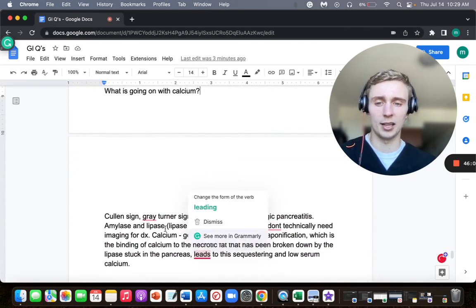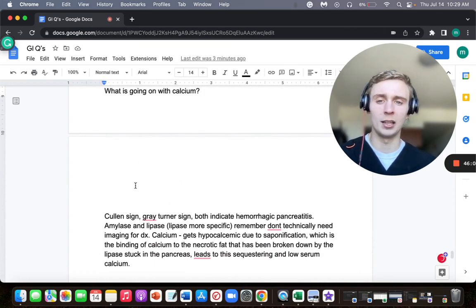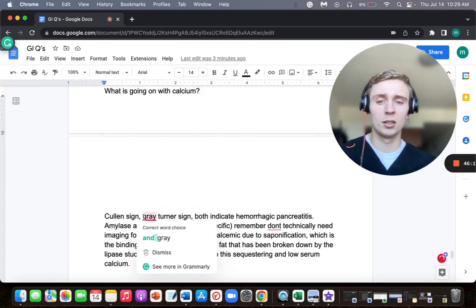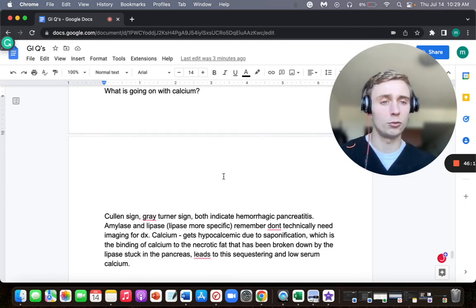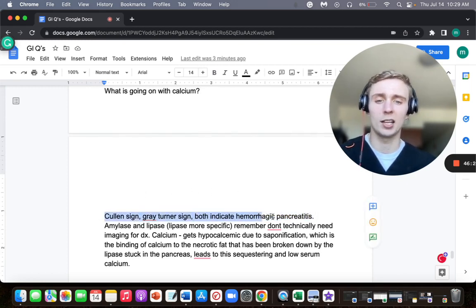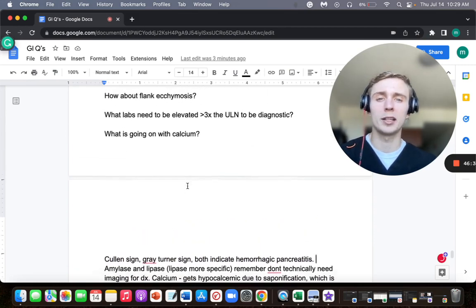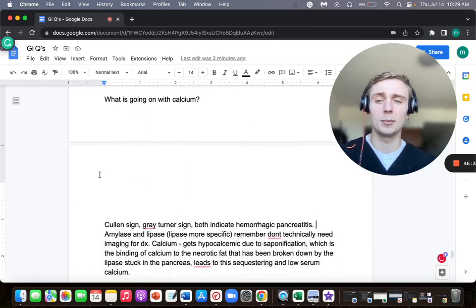So this is Cullen's sign. Remember, the C in Cullen is almost like a circle, so that's around the umbilicus. Then we have Grey Turner's sign: if you turn them over on the side, on that flank area, you're going to see hemorrhage. These are signs of hemorrhagic pancreatitis, Cullen's sign and Grey Turner's sign. What labs are we going to see over 3 times the upper normal limit to be diagnostic? That's going to be amylase and lipase.